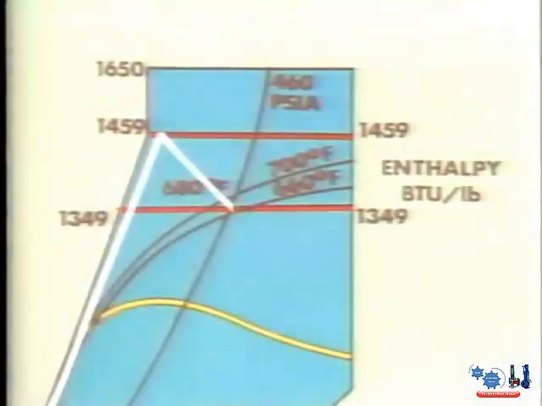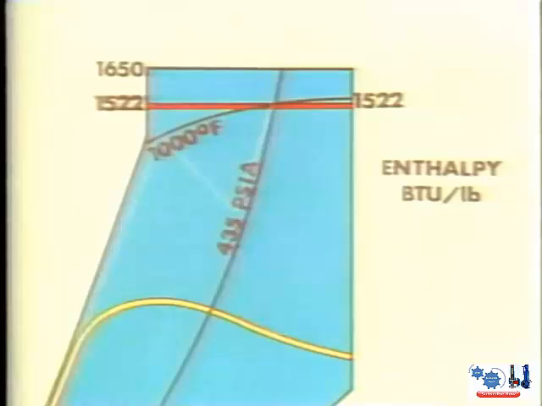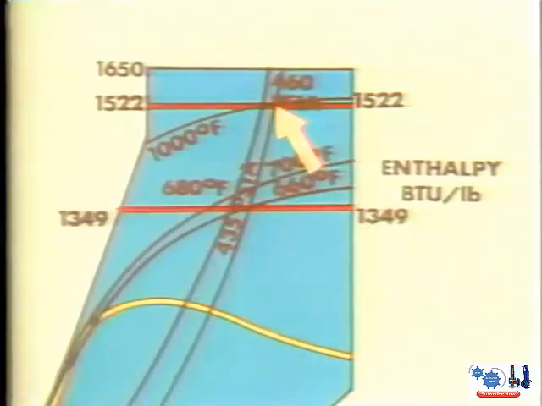In this cycle, before the steam is sent to the IP turbine, it is sent back to the boiler for reheating. The outlet conditions at the reheater are 435 psia and 1,000 degrees Fahrenheit. The 1,000 degrees temperature line and the 435 psia pressure line intersect at this point on the Mollier diagram. To find out how much heat is added to steam in the reheater, we take the difference in enthalpy between the outlet conditions at the reheater here and the outlet conditions of the HP turbine here.